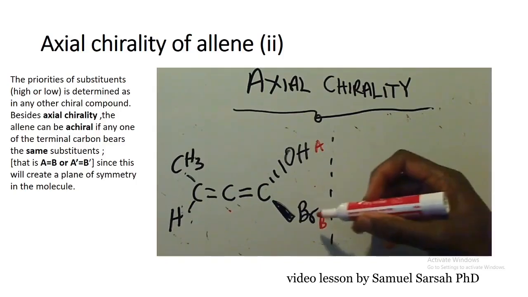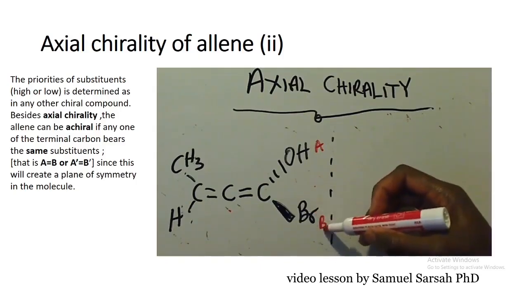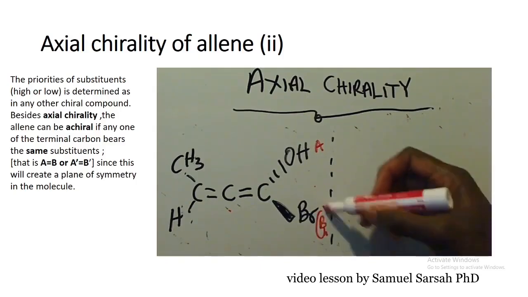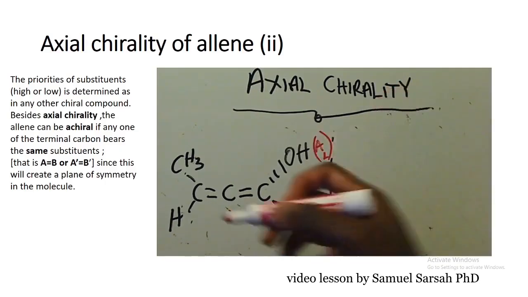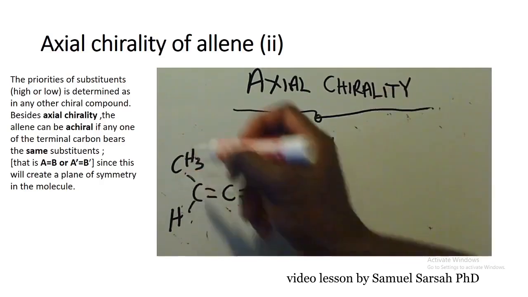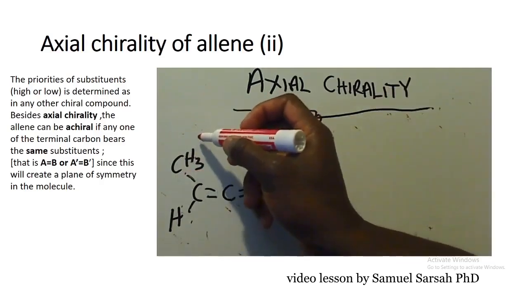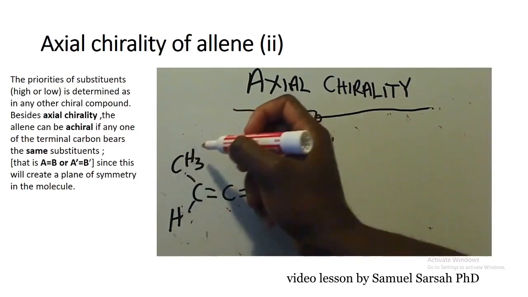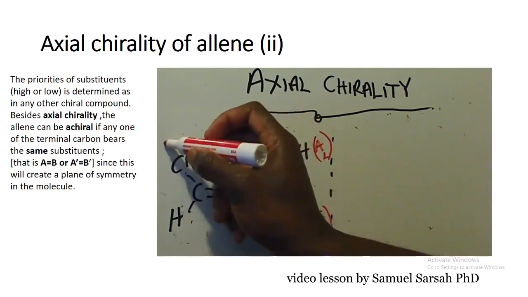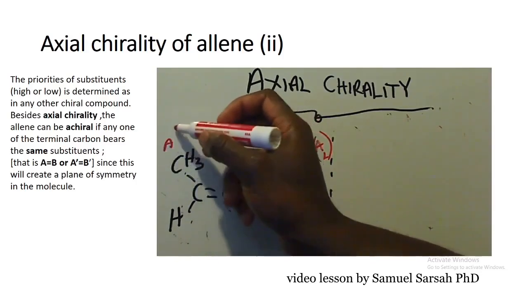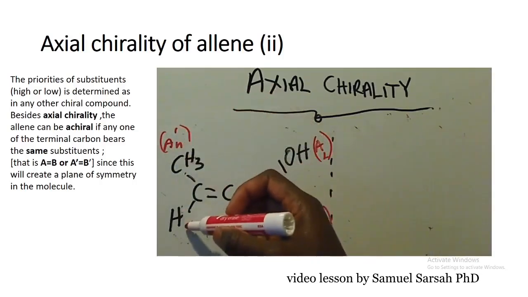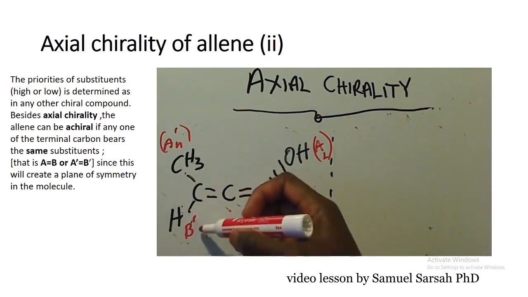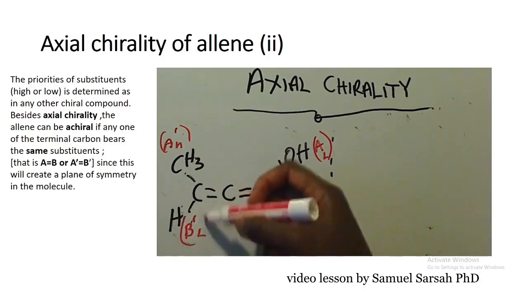Okay, over here the bromine has higher priority. Here the OH has a lower priority. And over here on this carbon we have the methyl group has the highest priority. Let's call this, and then this hydrogen has a lower priority here.